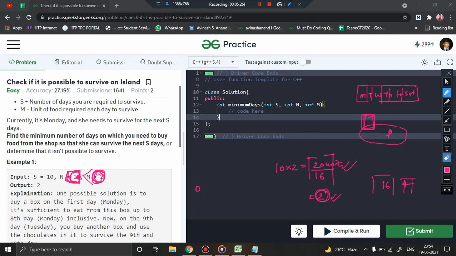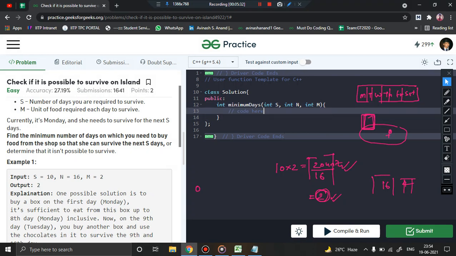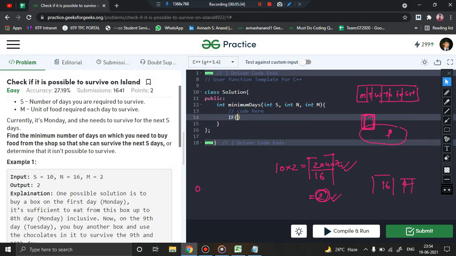She will not be able to survive. So given this, we are going to prepare our conditions. What is the condition? The very first case states that if the value of n, that is the maximum amount I can purchase from the shop, is itself less than the value of m, the units of food I require each day, at least it should be equal to that, right?